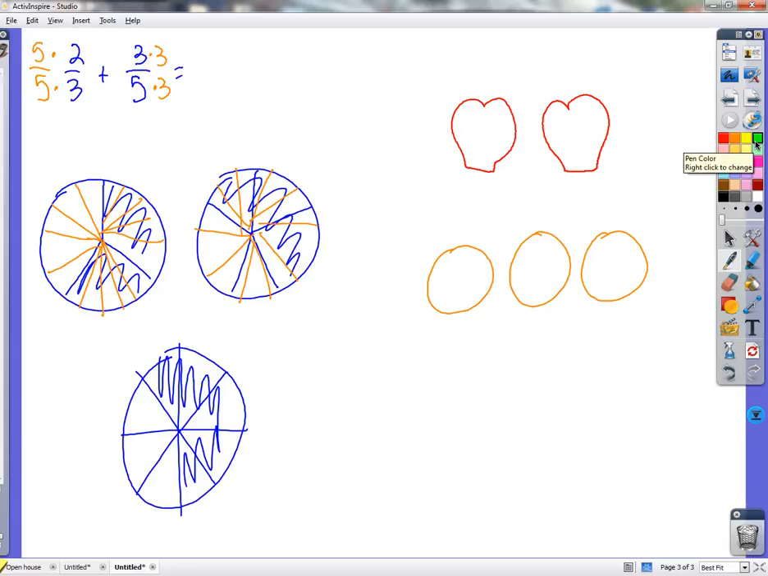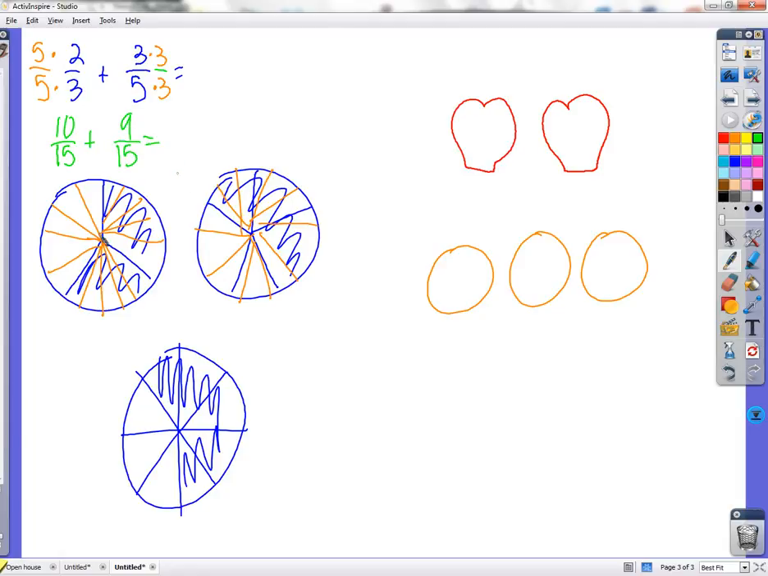What is 5 divided by 5? 1. We're multiplying this by 1. What happens when you multiply a number by 1? Stays the same. So we don't change 2/3. As a number, it still is worth 2/3 when we write it as 10/15. And this still is worth 3/5. We're still multiplying it just by 1. We're just multiplying it by a form of 1 that works for us.